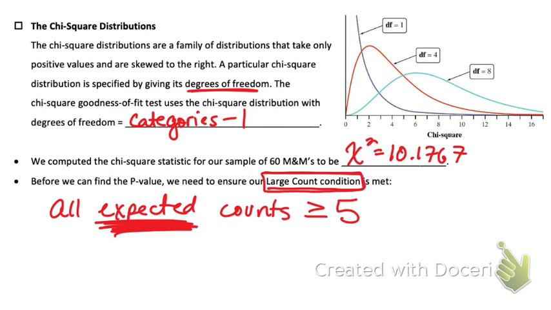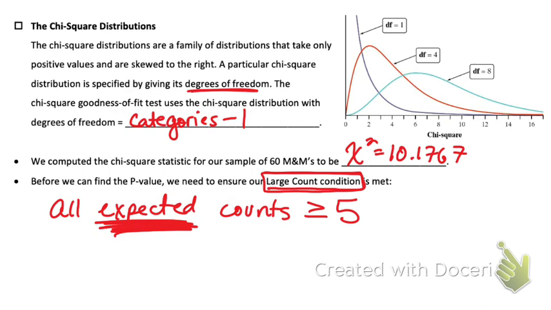Is there multiple conditions? There are 3 conditions. Anyone want to guess what they are? Random, independent, and large count. It's not the normal condition, it's the large count condition, because the distribution is right skewed. Some of you are wondering what the heck is RIN: random, independent, and normal. That's for other tests.